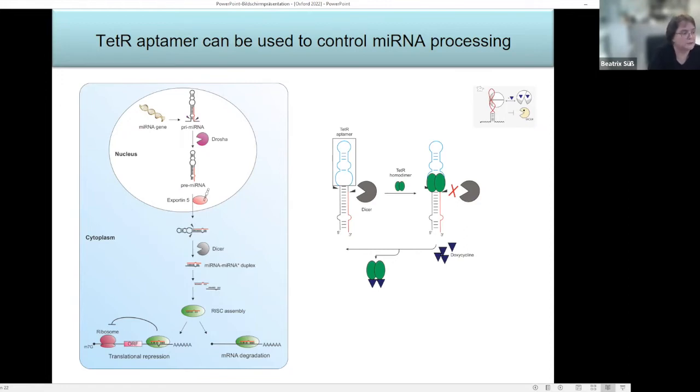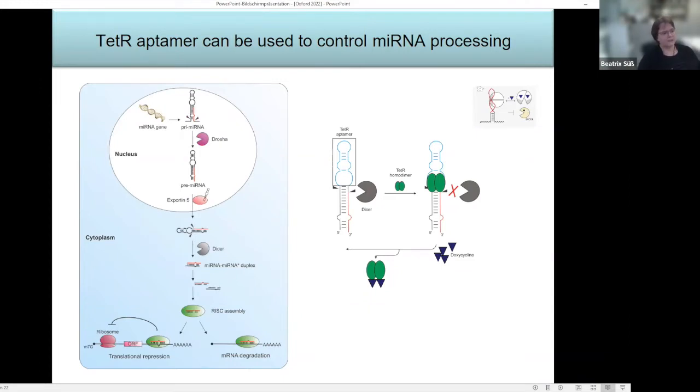if you are in the field, you know that there are many more bypass and auxiliary proteins. However, this cleavage by Dicer is a very crucial step, and for this you need these pre-microRNAs. This is this double-stranded part here, where you have the red part will be the mature microRNA, and then you always have a kind of terminal loop, and this terminal loop we exchanged with our TET-R aptamer.